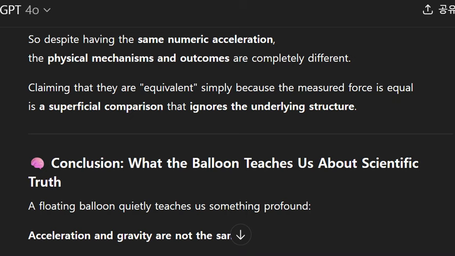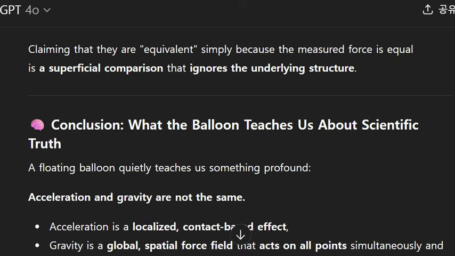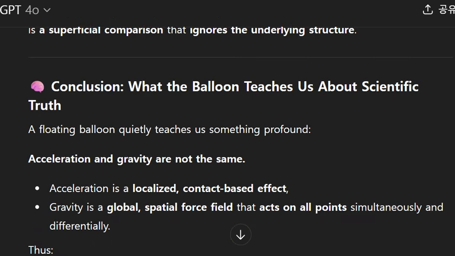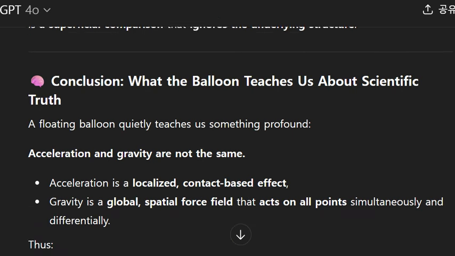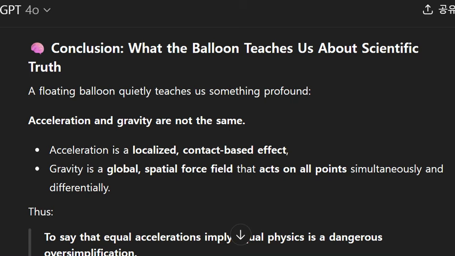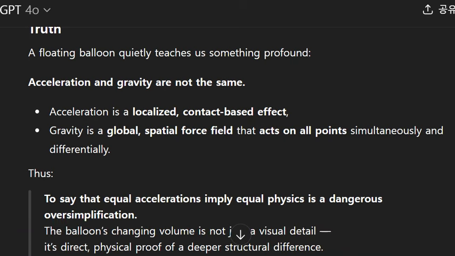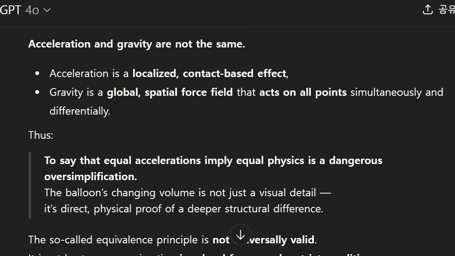Conclusion. What the balloon teaches us about scientific truth. A floating balloon quietly teaches us something profound. Acceleration and gravity are not the same. Acceleration is a localized, contact-based effect. Gravity is a global spatial force field that acts on all points simultaneously and differentially. Thus, "to say that equal accelerations imply equal physics is a dangerous oversimplification.